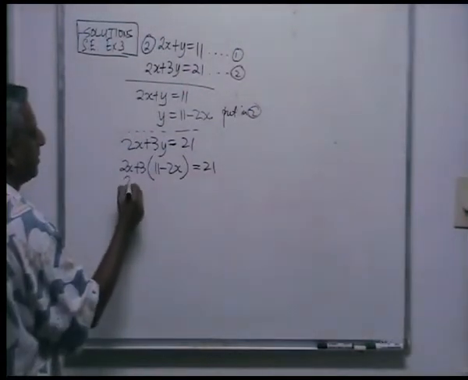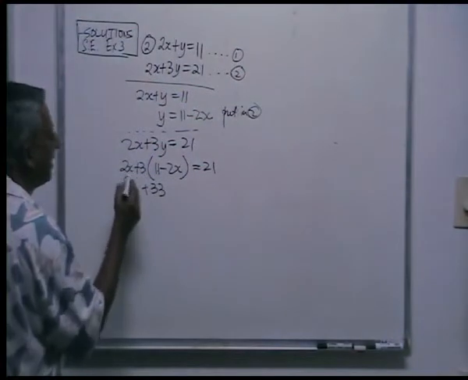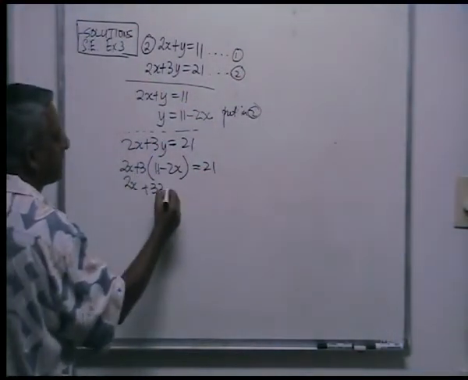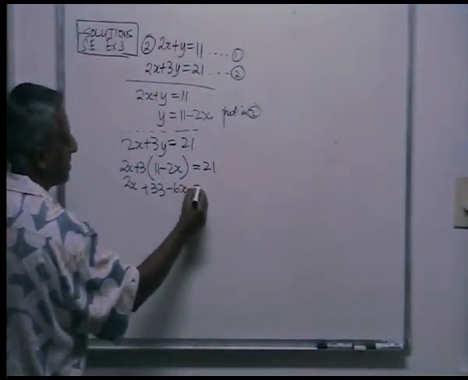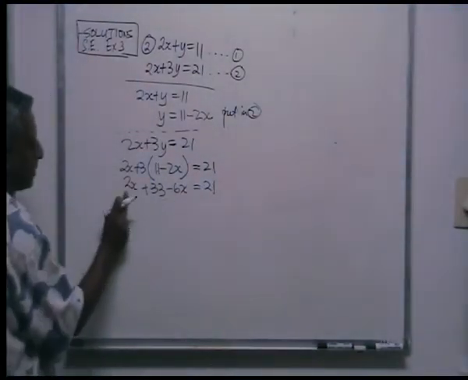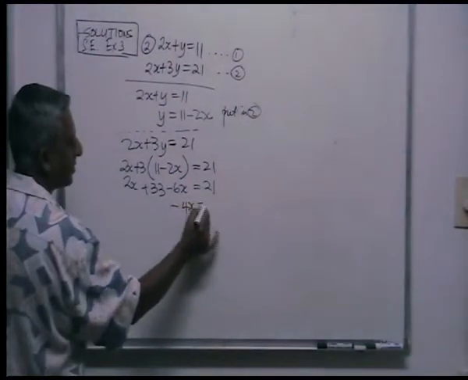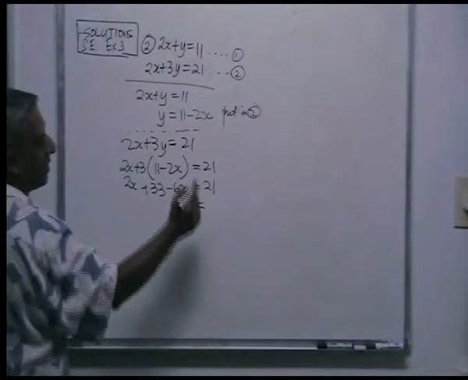Now remove the bracket. 2x plus 33, 3 times 11 is 33, plus 3 times minus 2 will give you minus 6x is equal to 21. Simplify the x's: 2x and minus 6x will give you minus 4x. The 33 will go on the other side.